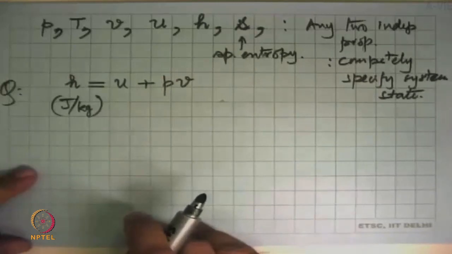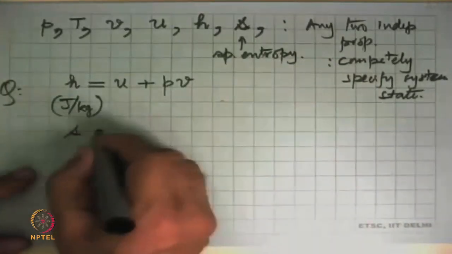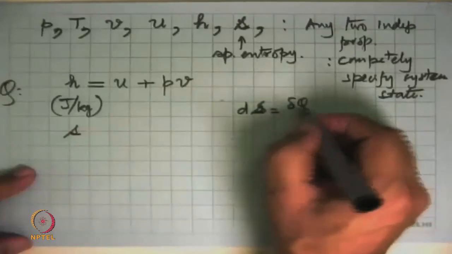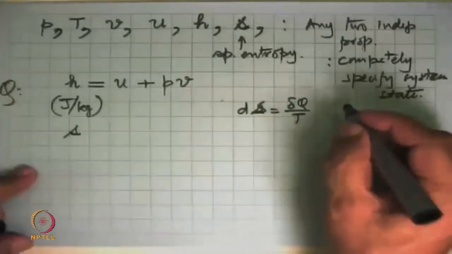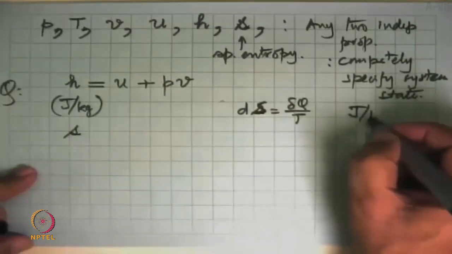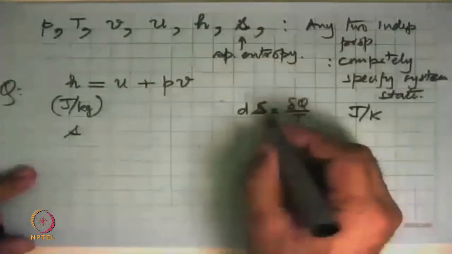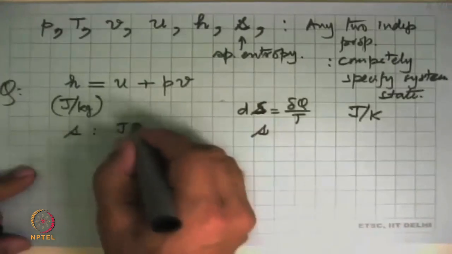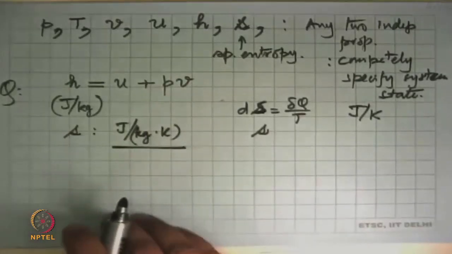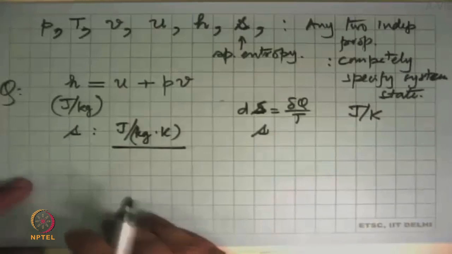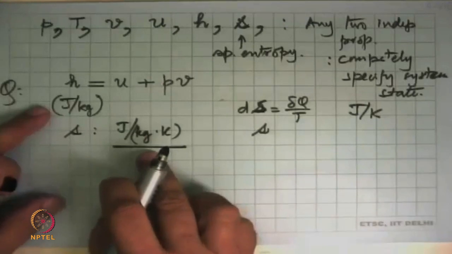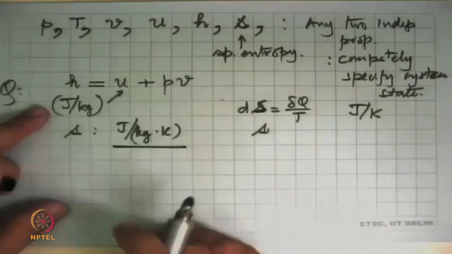Okay, and entropy, as we have just seen, ds equal to delta Q by T. So the units of this are going to be, if it is capital S, joules per Kelvin. If it is small s, this will be joules per kg per Kelvin. So the units of specific entropy are different from the units of specific enthalpy, which also were the units of specific internal energy.